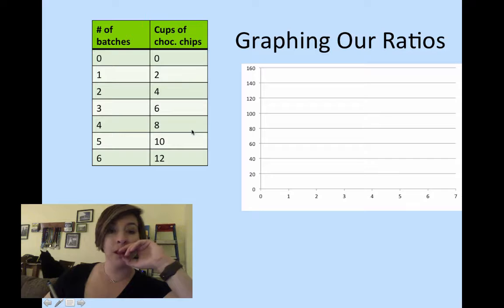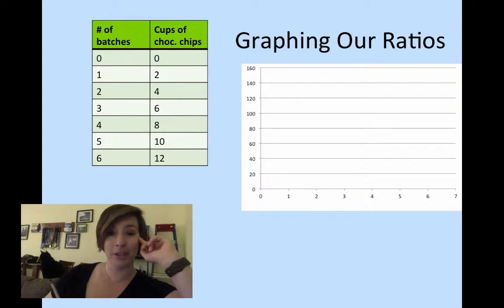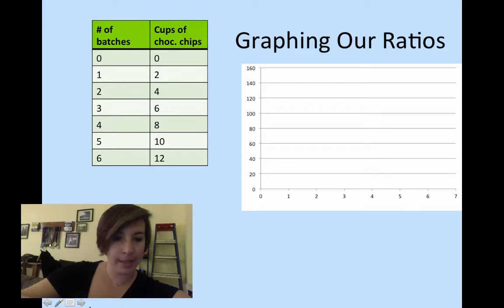All right, so moving on. This is what the table that I just created should have looked like. So now we're going to graph our ratios. Let's label our x-axis first. Even though these are written in a different way, these are still equivalent ratios.